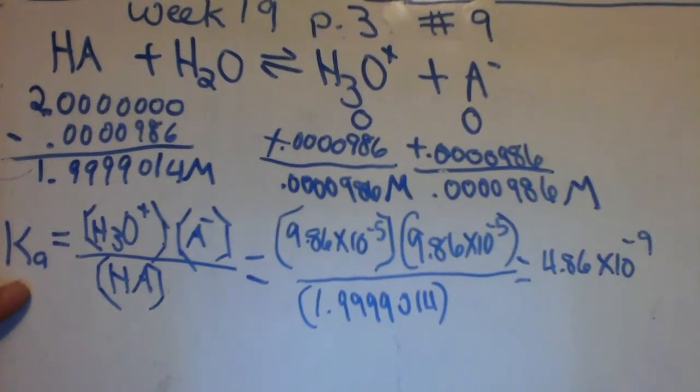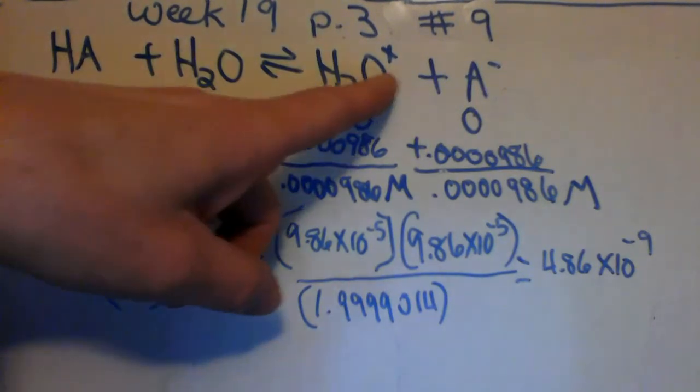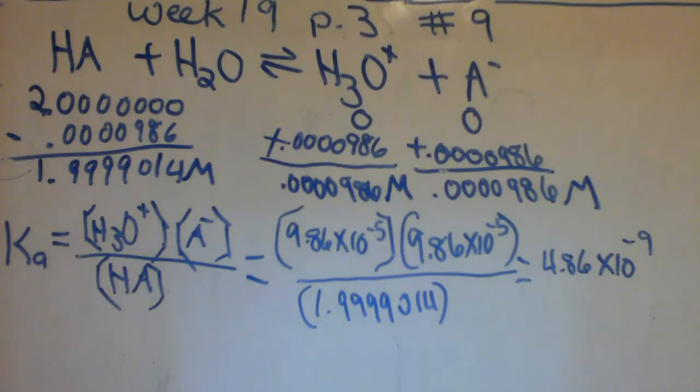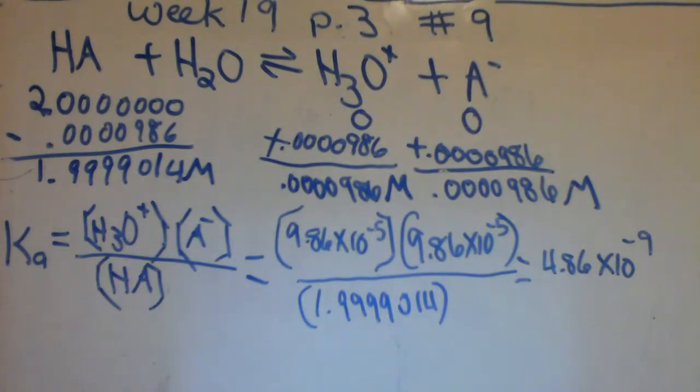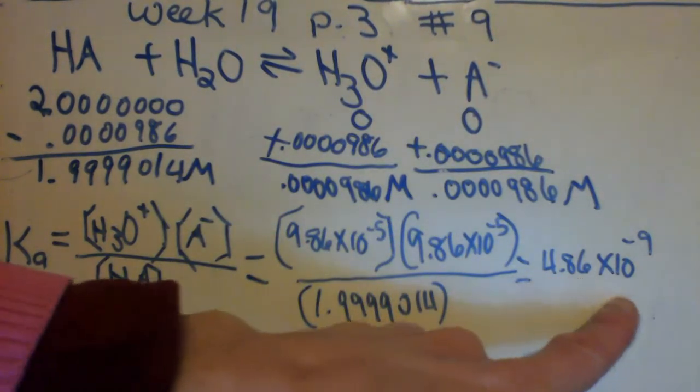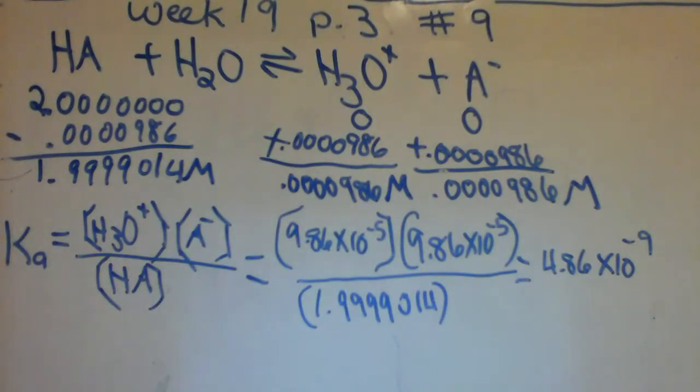Next, we write the acid dissociation constant expression, which shows the hydronium and the conjugate base from the right-hand side of the equation, or the products, on the top of the fraction, and it shows the reactant or the acid on the bottom of the fraction. We replace it with numbers, and it comes out to 4.86 times 10 to the negative 9th. And that is the acid dissociation constant for this particular acid.